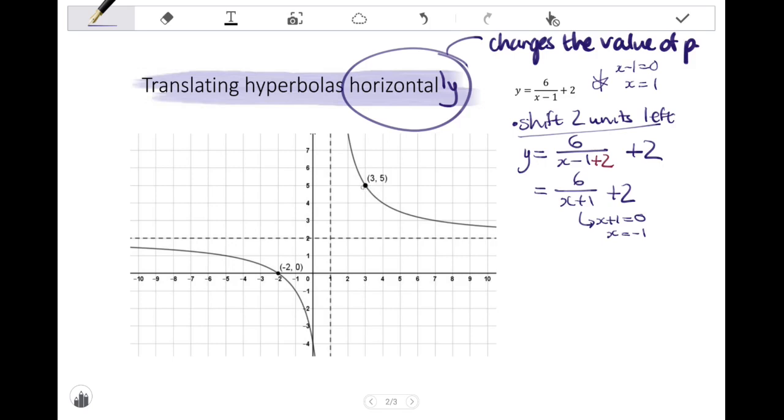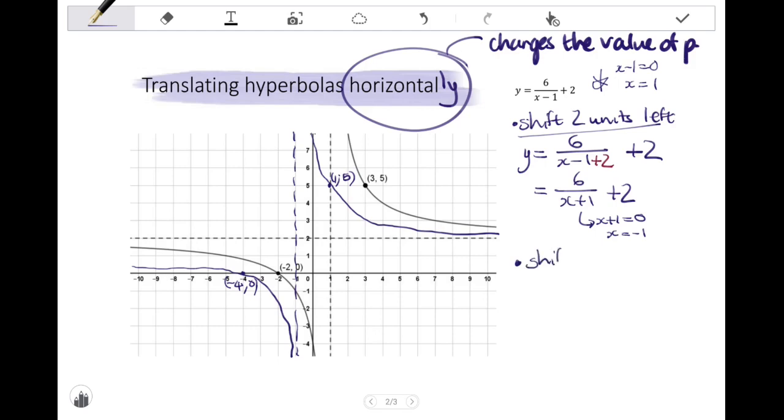I take the point 3, 5. If I shift it 2 units left, it'll go to the point 1, 5. Notice the y coordinate stays the same, the x coordinate changes though. Looking at the vertical asymptote, it goes from x equals 1, shifting across 2 places, to x equals negative 1. Looking at the point negative 2, 0, moving it left by 2 units, it'll go to negative 4, 0. If I draw a rough sketch, there we have the one arm and the other arm sits there. So what about shifting right?